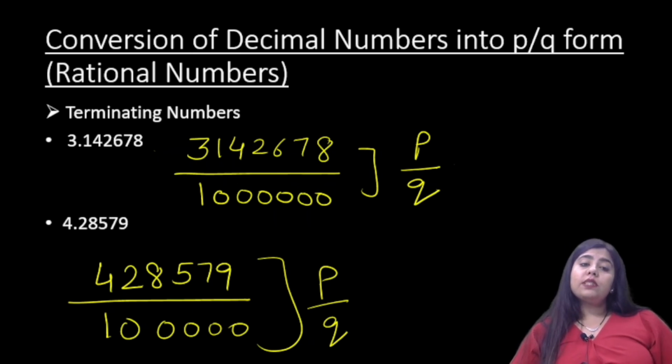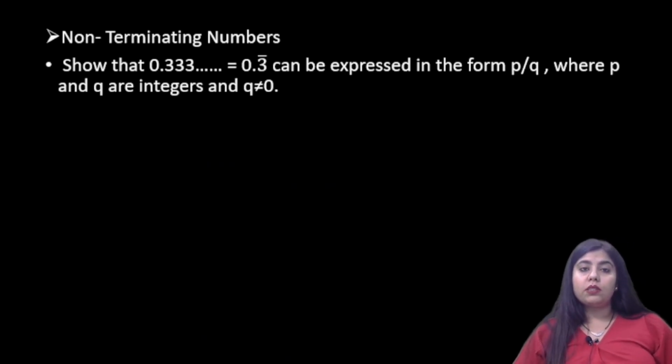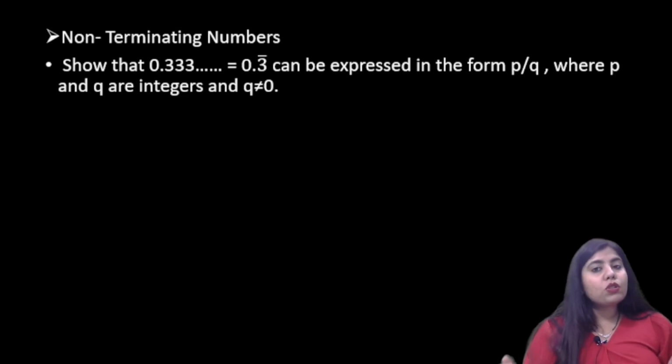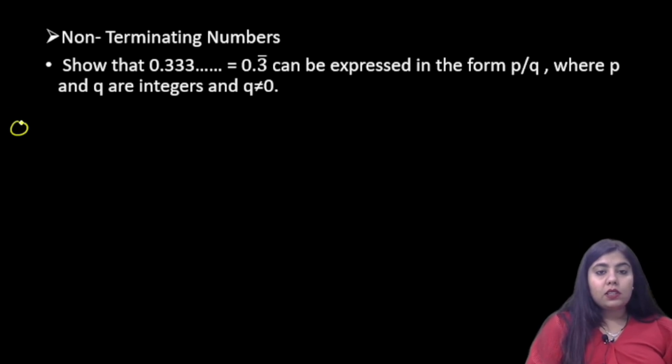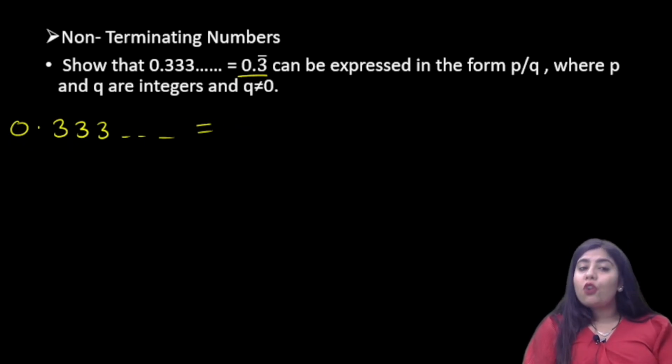Now we will discuss how to convert the non-terminating numbers into the rational numbers. Now non-terminating numbers are non-terminating repeating numbers. Non-terminating repeating means those which continue. Also repeating means which are following any pattern. See, here we have 0.333 and so on, right? Now here it is given that it is equal to 0.3 bar. Why are we writing it like this? Here the number 3 is following a pattern.